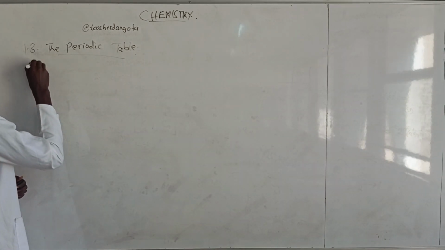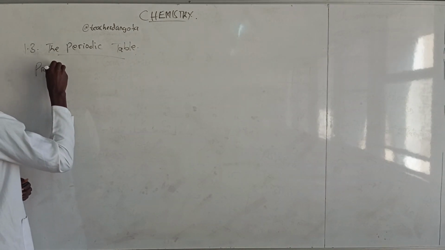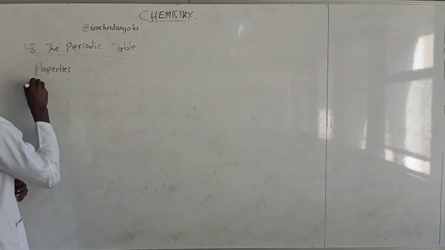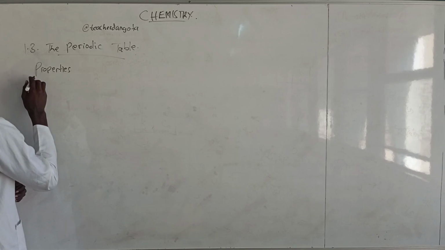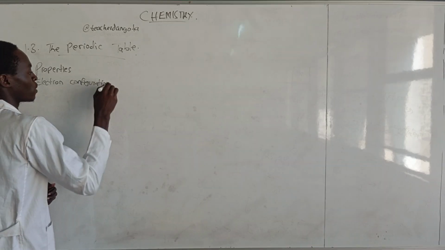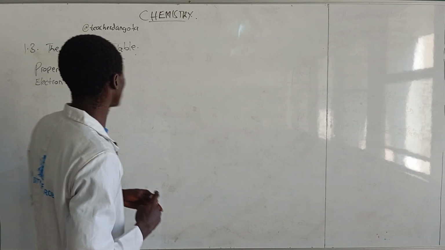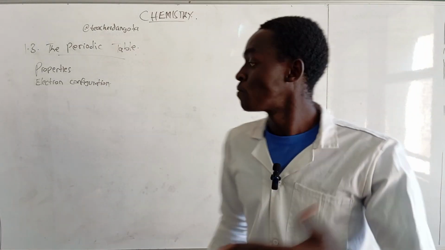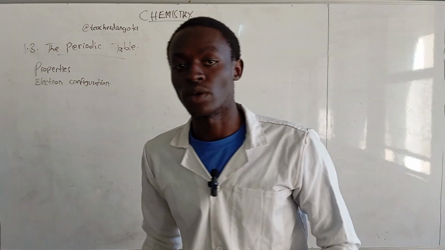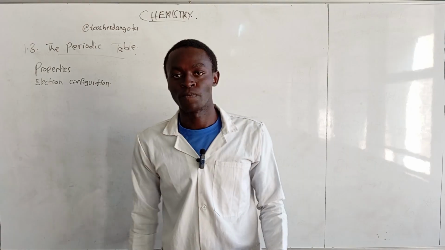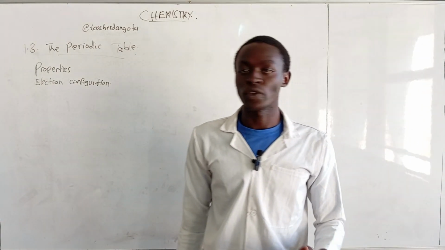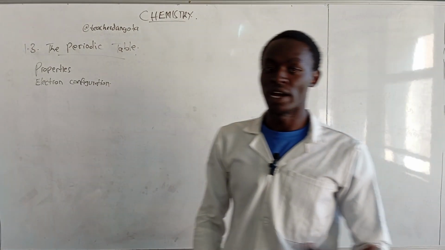We're going to learn on the properties and even the electron configuration of elements. So this is what we're going to tackle under this substrand, the periodic table. We're going to learn of the properties of various elements. At the same time, we're also going to tackle the electron configuration of the elements.